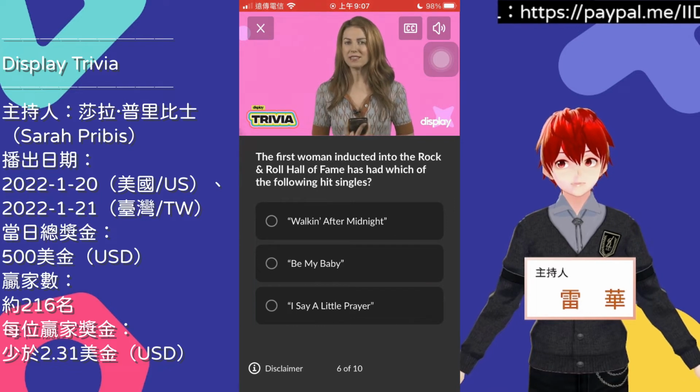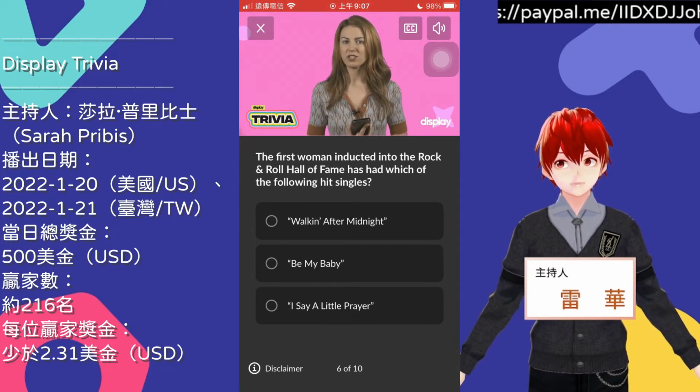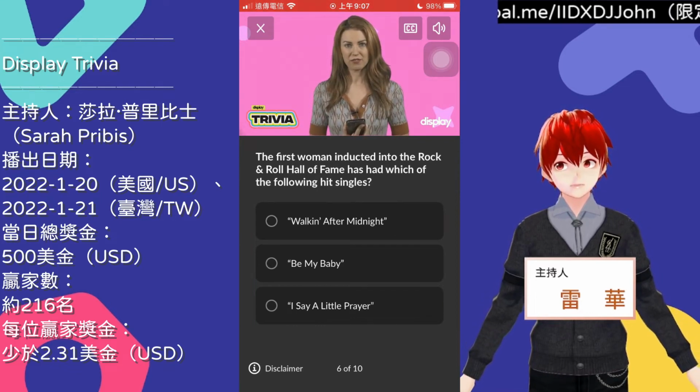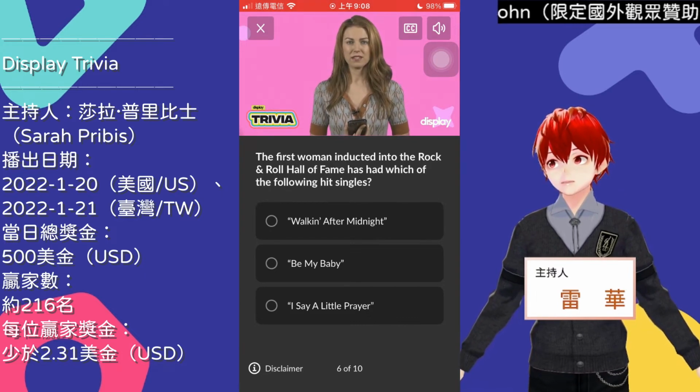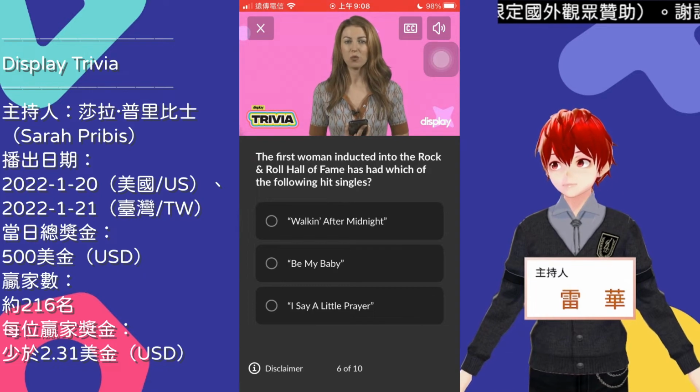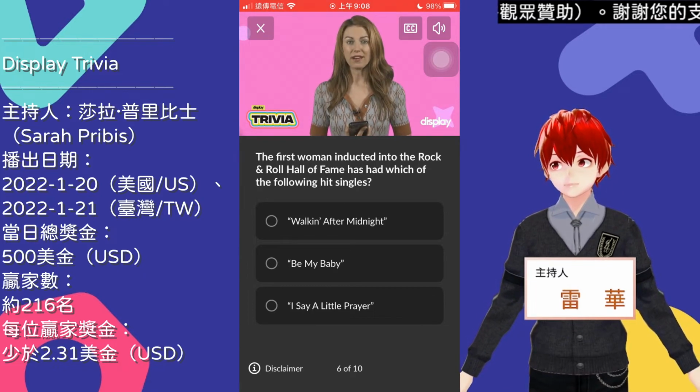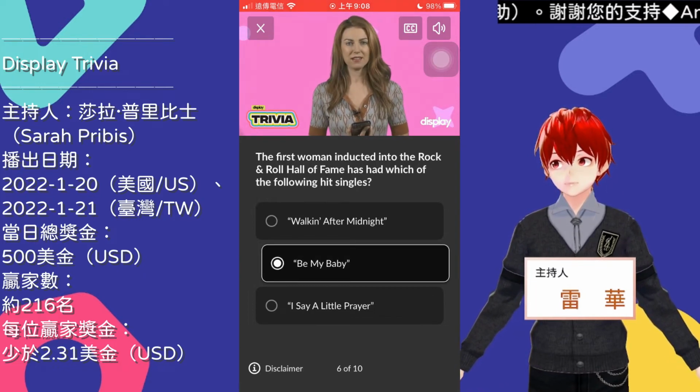The first woman inducted into the Rock and Roll Hall of Fame has had which of the following hit singles? Walkin' After Midnight, Be My Baby, I Say a Little Prayer.